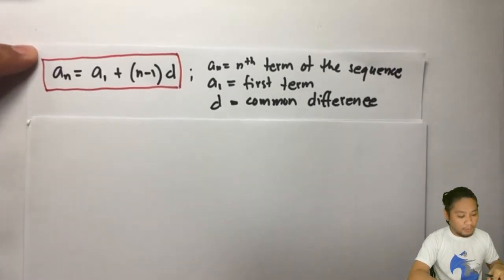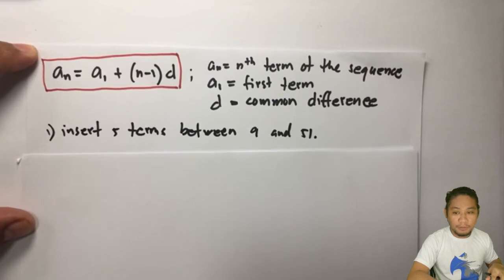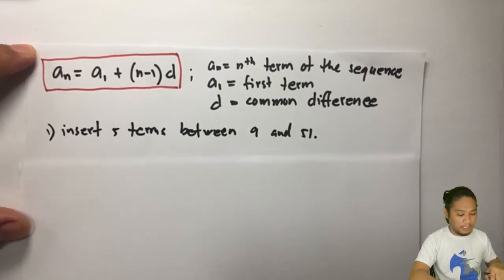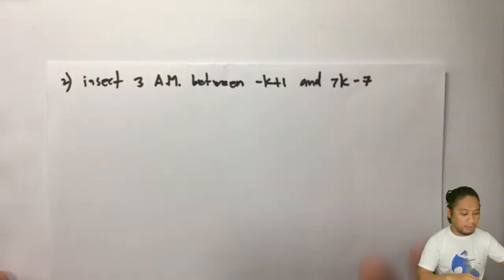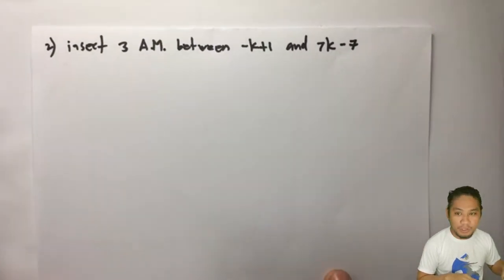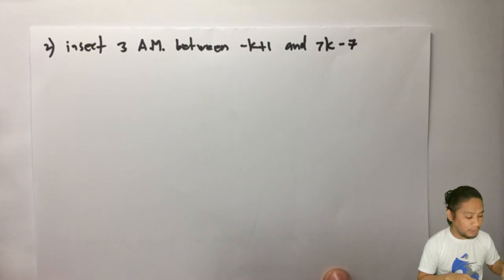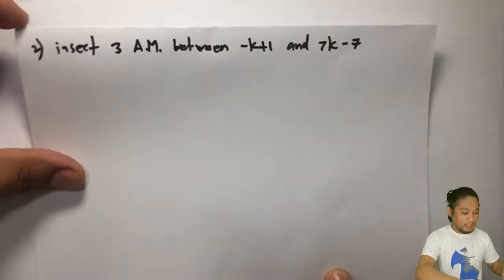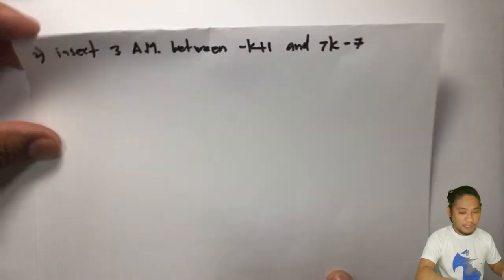So we will have the first example. We will be inserting 5 terms between 9 and 51, and then the second one will be to insert 3 arithmetic means between negative k plus 1 and 7k minus 7. So that's quite a complex example.